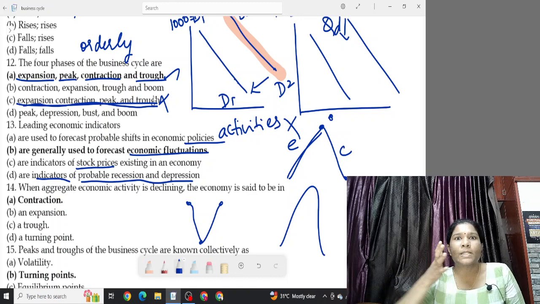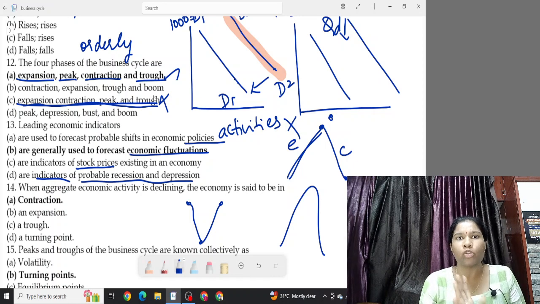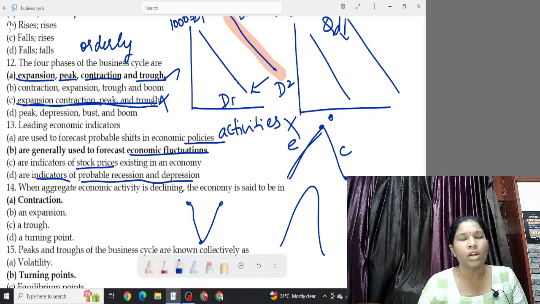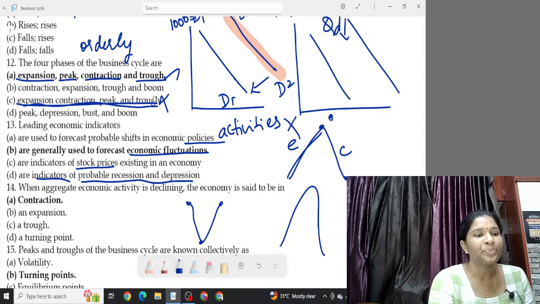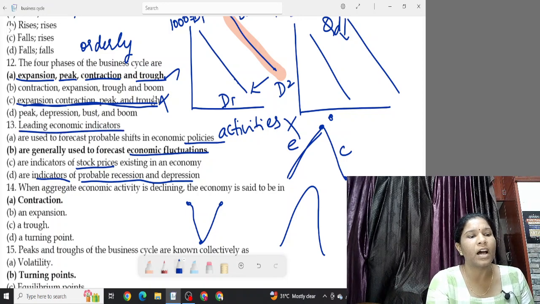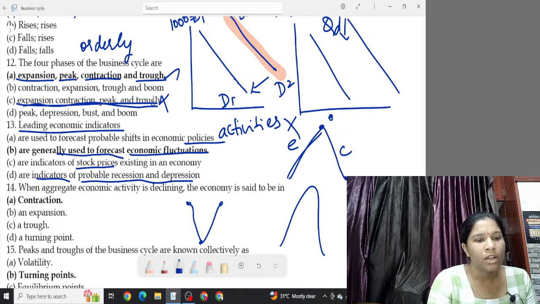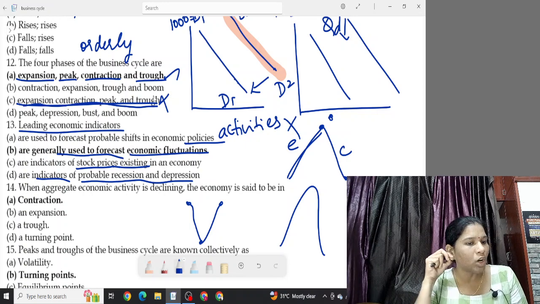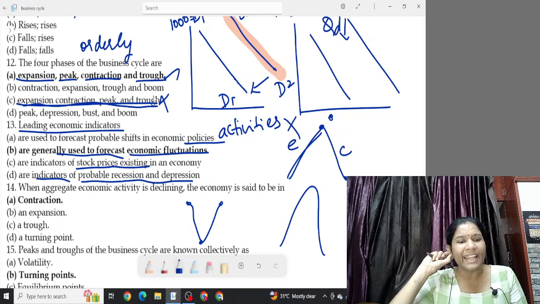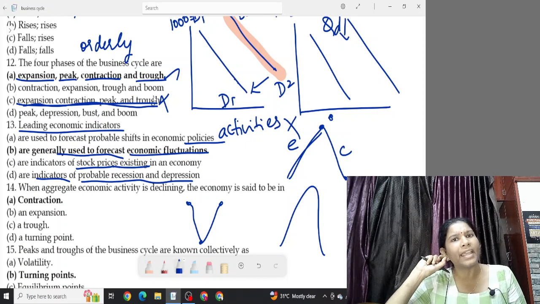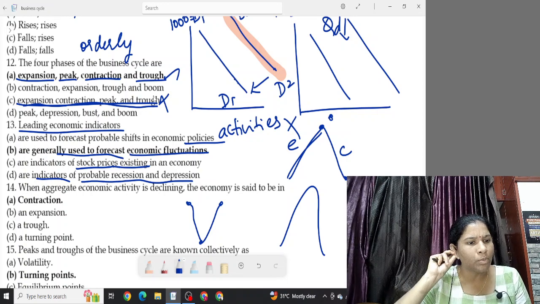It will not indicate only recession or depression alone. It will not indicate boom. There is nothing like that. They are just confusing us. Leading economic indicators are generally used to forecast economic fluctuations. That's all. So it is not indicating stock prices, and it is not just indicating recession and depression. It can also indicate expansions and boom.